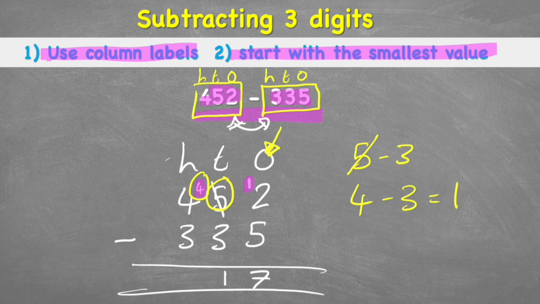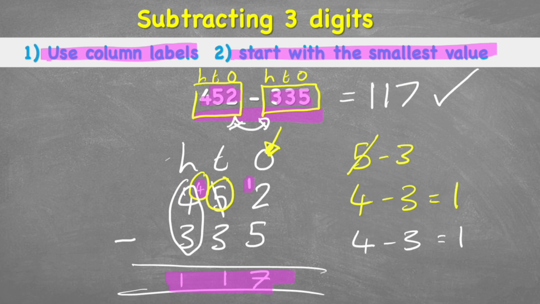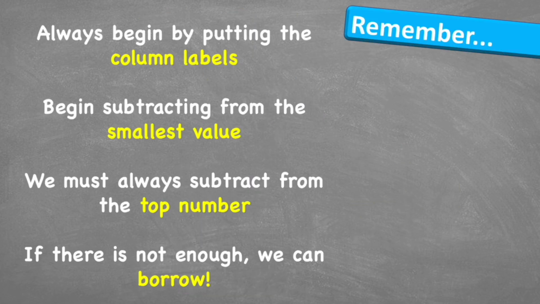And then I didn't do anything to my hundreds, so I still have the 4 subtract 3, which is here. And 4 subtract 3 also obviously equals 1. So my total answer to 452 subtract 335 is 117. Let's put the answer at the end of my number sentence and give myself a big tick. Awesome. Let's look at what to remember.